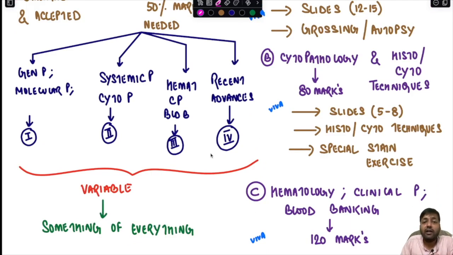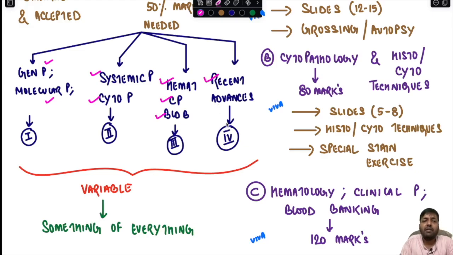Now, the general division of the syllabus for the different papers as given by the NMC: paper 1 should have general pathology and molecular pathology, including the basic sciences. Paper number 2 should comprise systemic pathology and cytopathology. Paper 3 should comprise hematology, clinical pathology, blood banking, as well as tissue processing and these sections, and recent advances should be paper number 4.